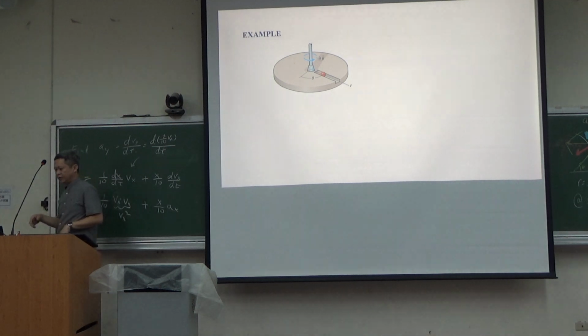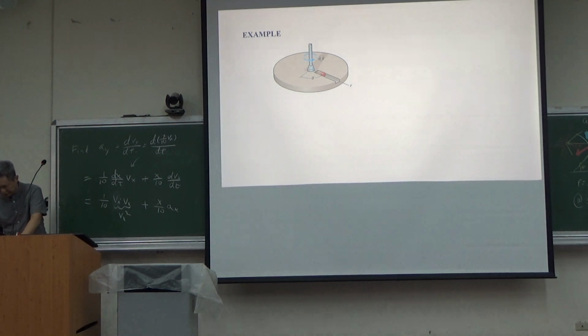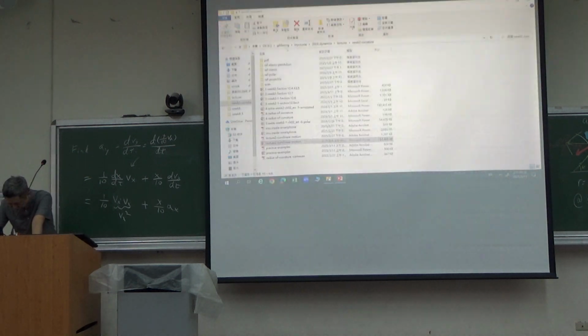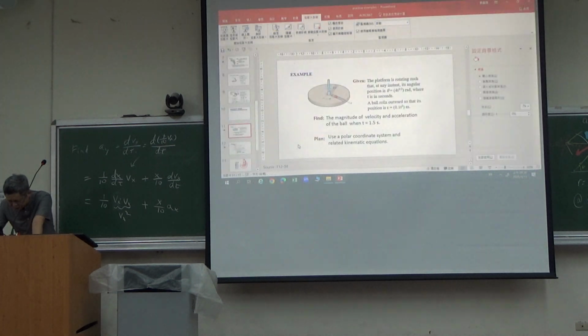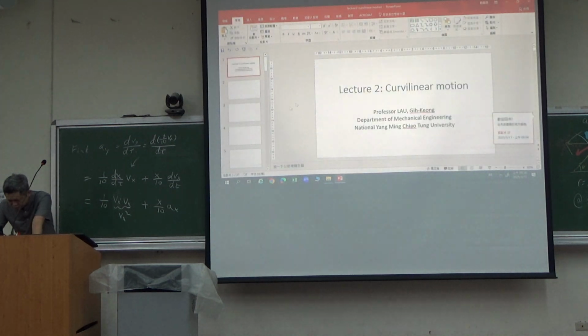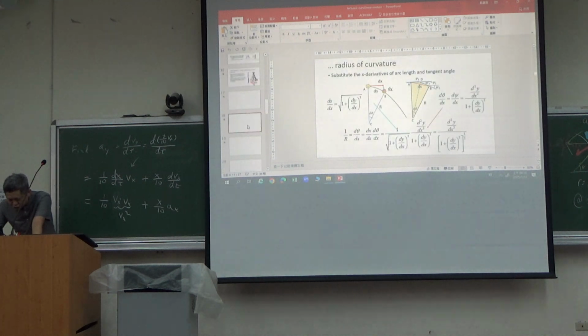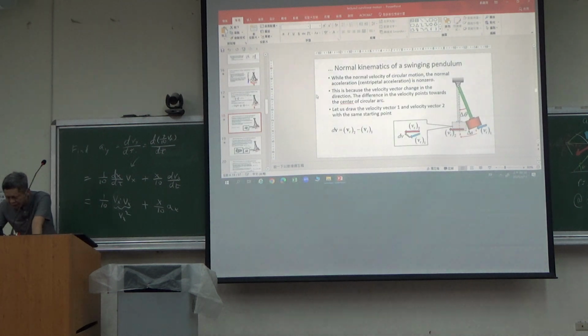Okay, then lastly we come to the example of this spinning ball. This spinning ball is different from the previous video on the turntable. Okay, the Coriolis effect is something new to you, so you better go through it.